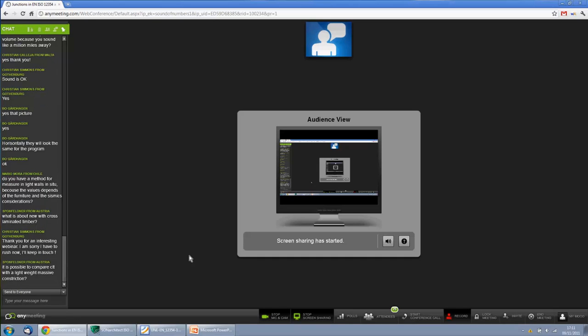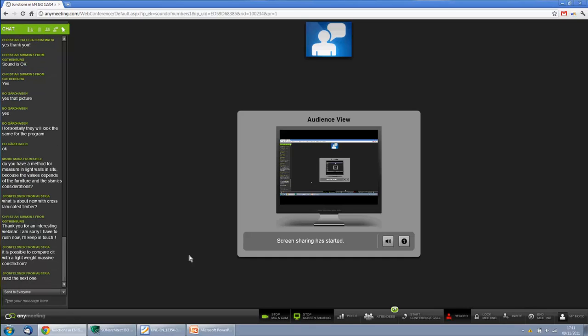And Paul Pendler from Austria is asking what is new with cross-laminated timber. I don't know if I can, I don't think I can understand that question. Could you please retype it or ask it again? Maybe it's not possible to compare with lightweight massive construction. But what do you want to compare? These models, the 12354, SONarchitect.